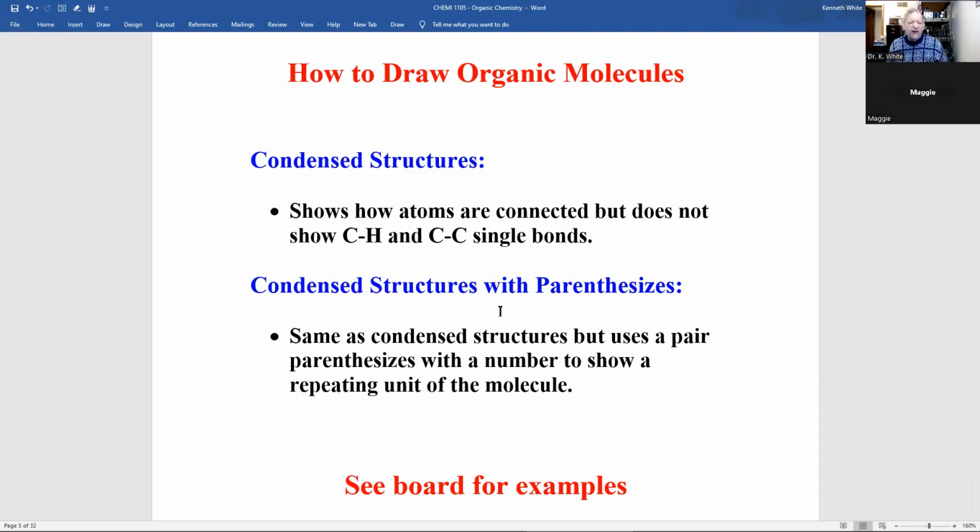Now, the condensed structure is how atoms are connected. And the condensed structure with parentheses exists because organic chemists are lazy. We are. And it helps shorten things when you have a lot of carbons and repeating units. See the board, for example.